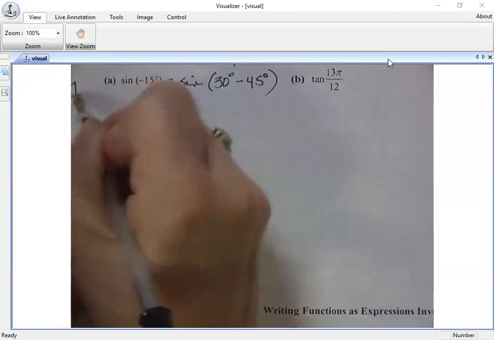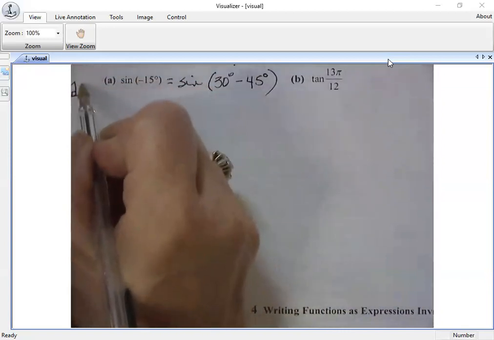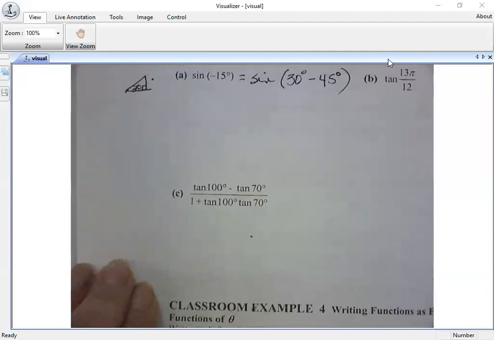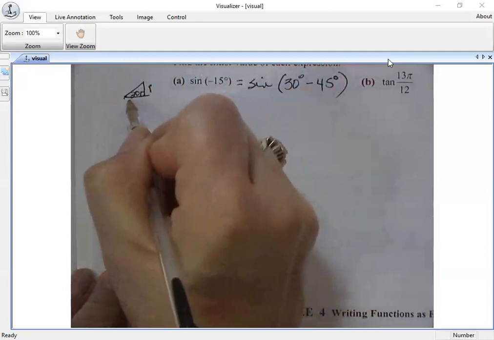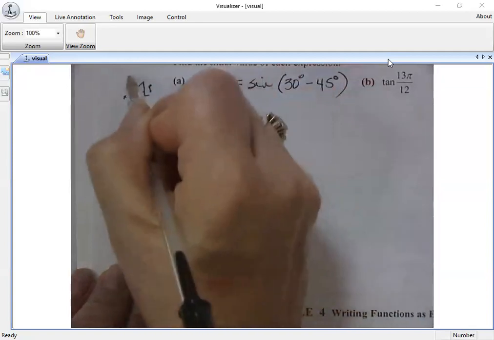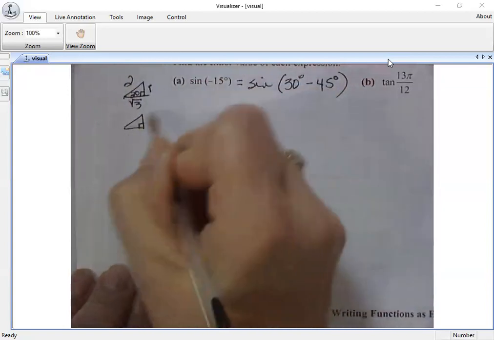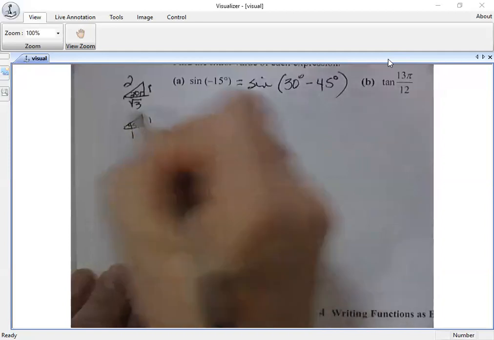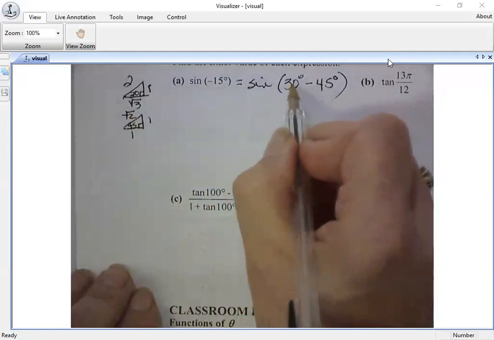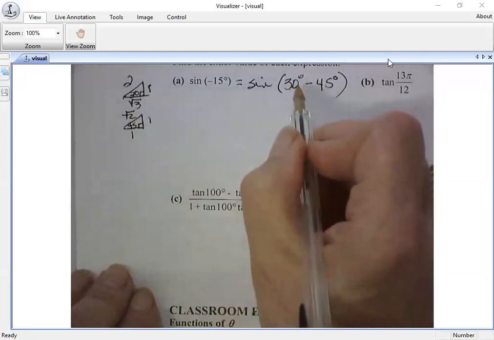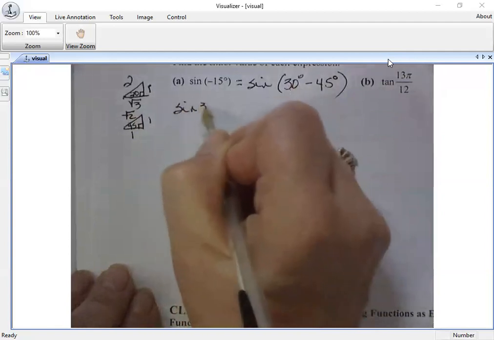Okay, so if I were to do that, if this is 30, then this side is 1, and this side would be square root of 3, hypotenuse is 2. 45, what are those side lengths? 1, 1, square root of 2. All right. So let's see if we can take this and rewrite it using our replacement formula. That's going to be the same as the sine of 30 times what?